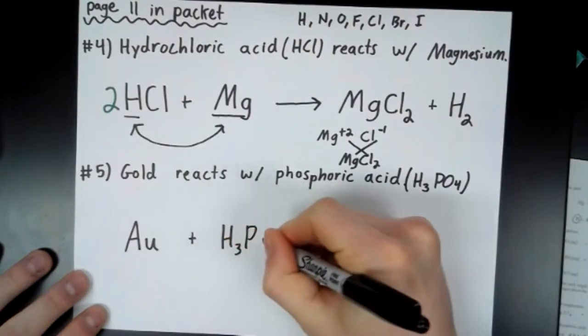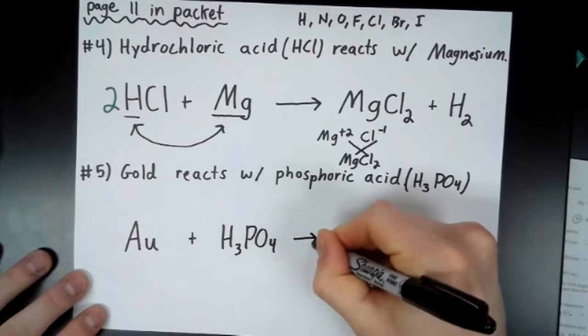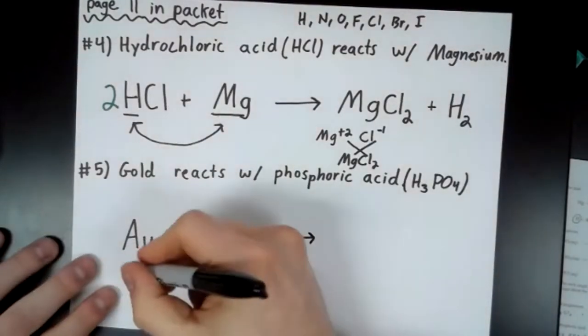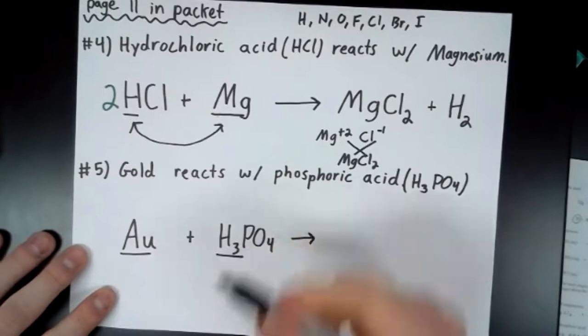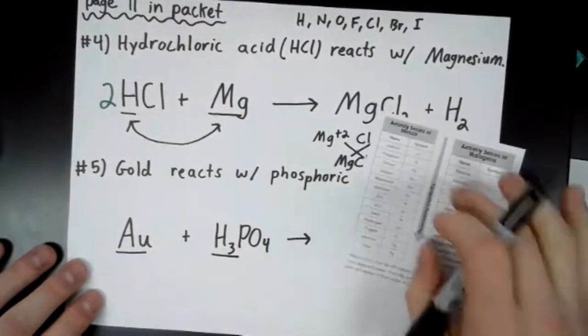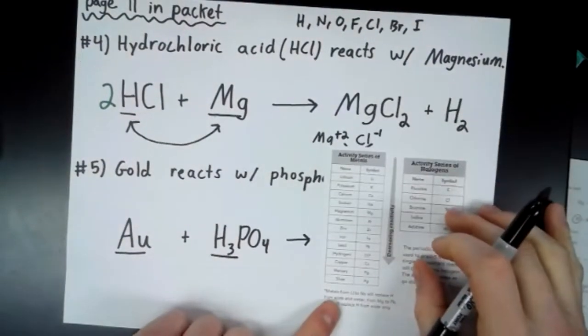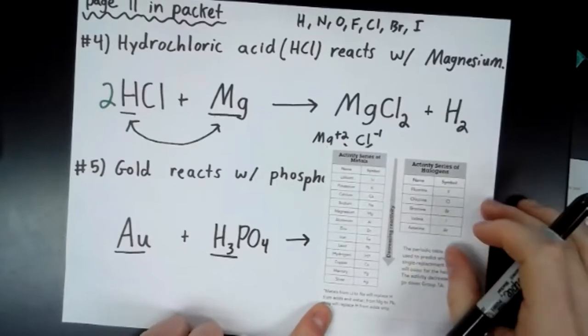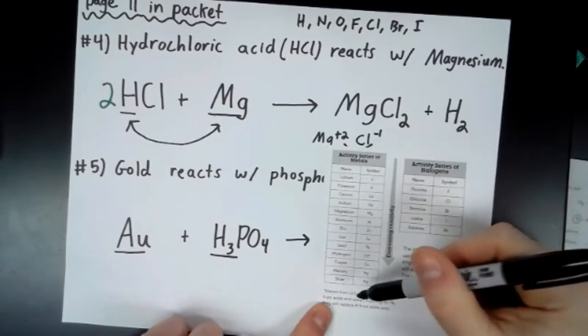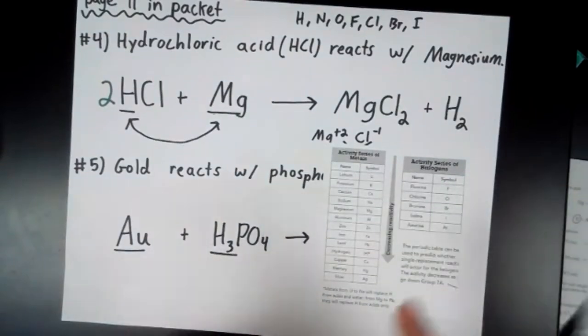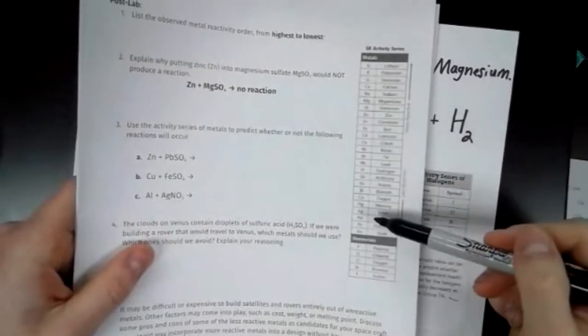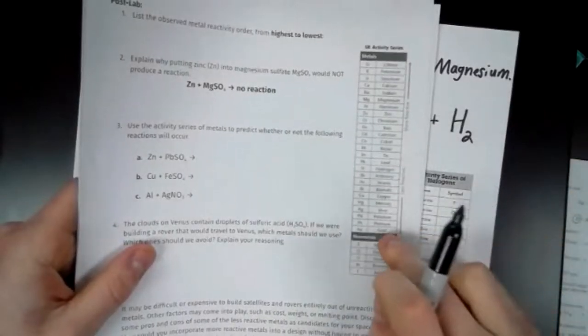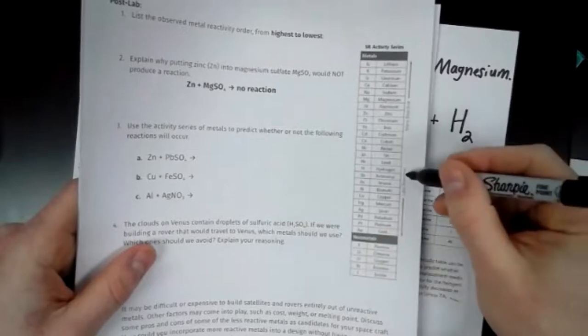But at any rate, gold has the chemical symbol Au, reacts with plus H3PO4, phosphoric acid. So it looks like our elements to compare here are going to be gold and hydrogen from the activity series. Uh-oh, looks like we don't have gold on our activity series here. But using other resources, something like our lab, where we have a little bit more of an extensive activity series, I see that gold is way down here towards the bottom and hydrogen somewhere towards the middle.